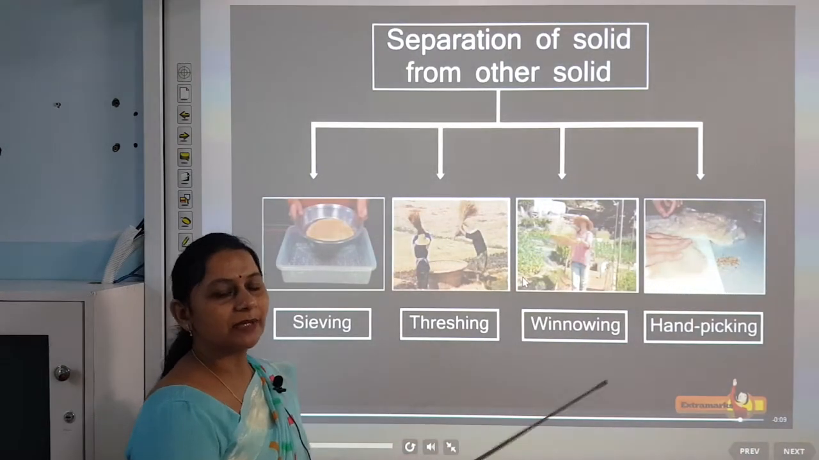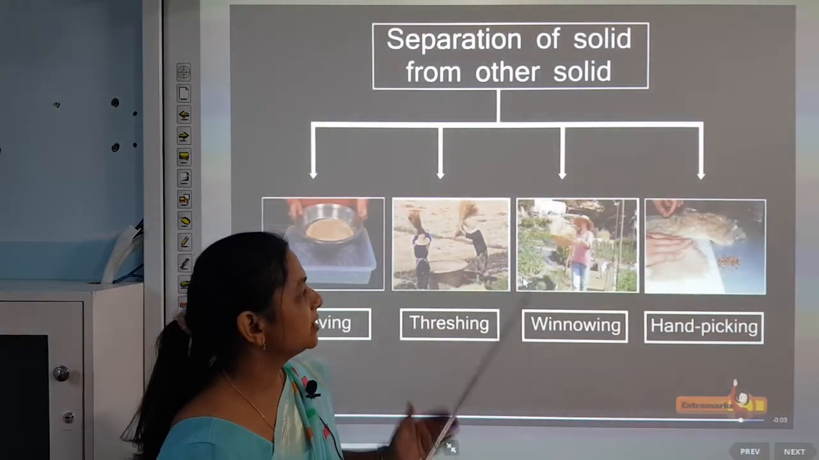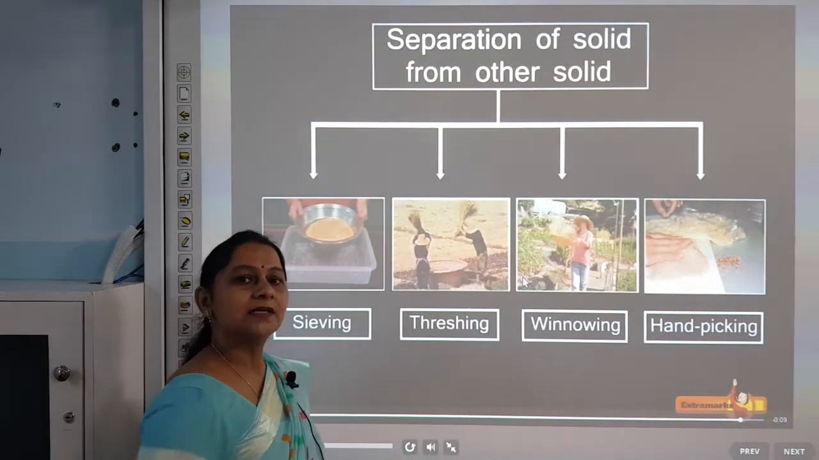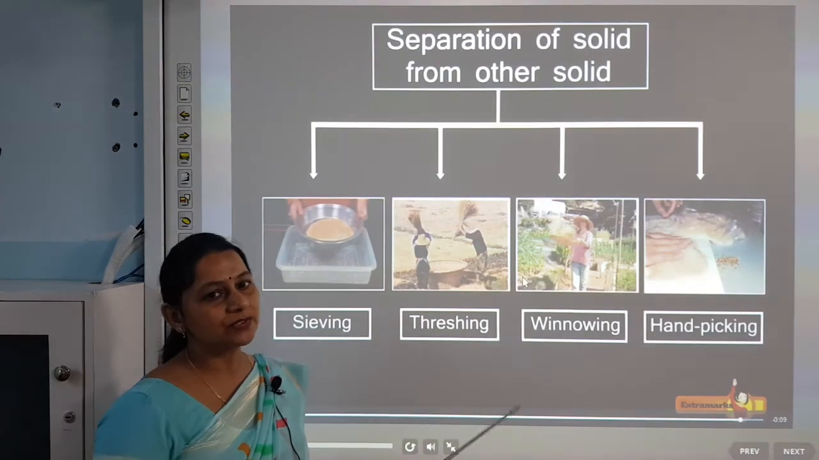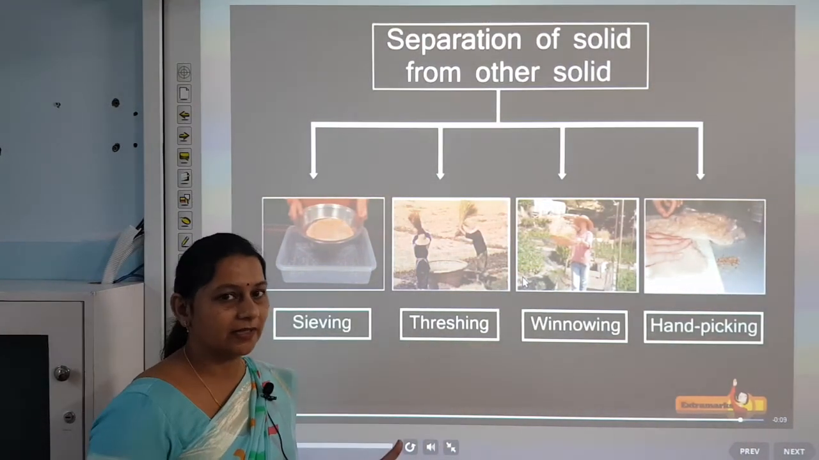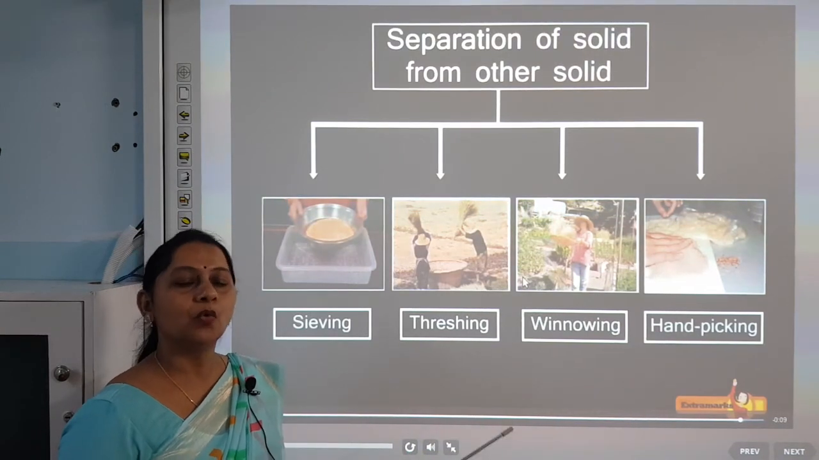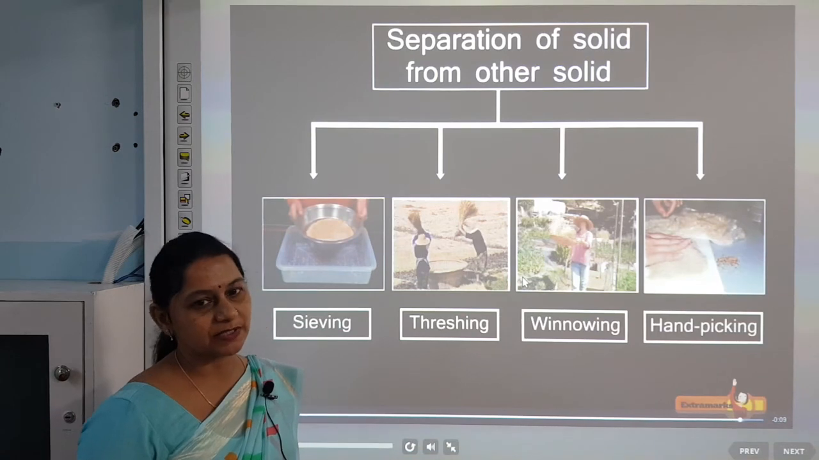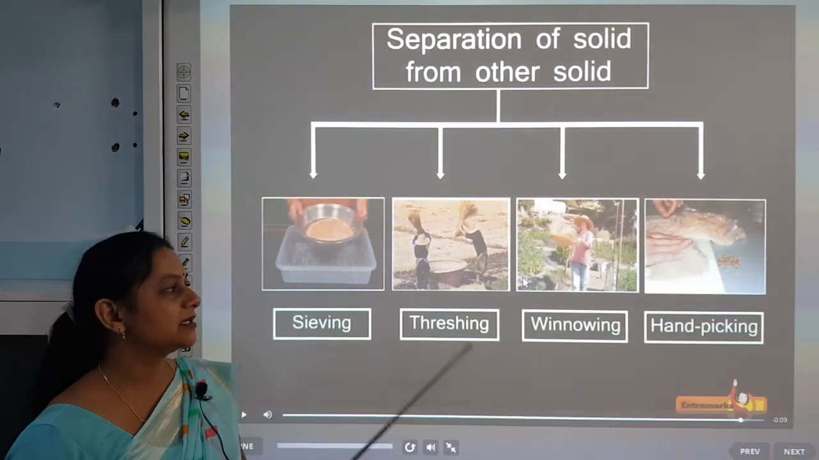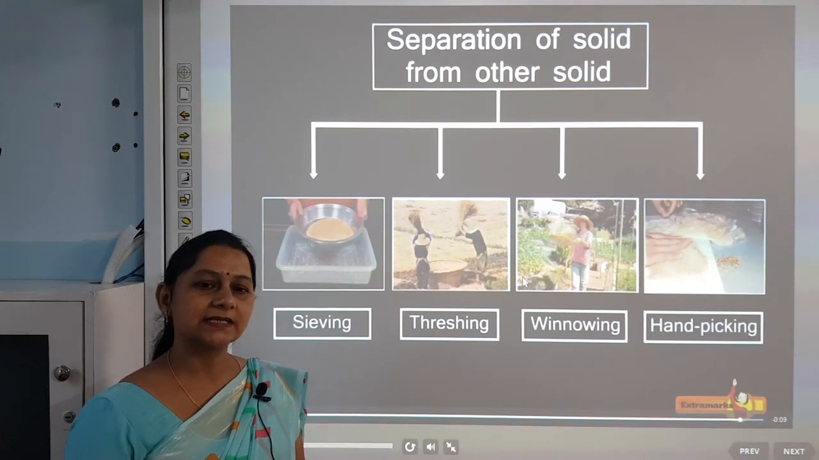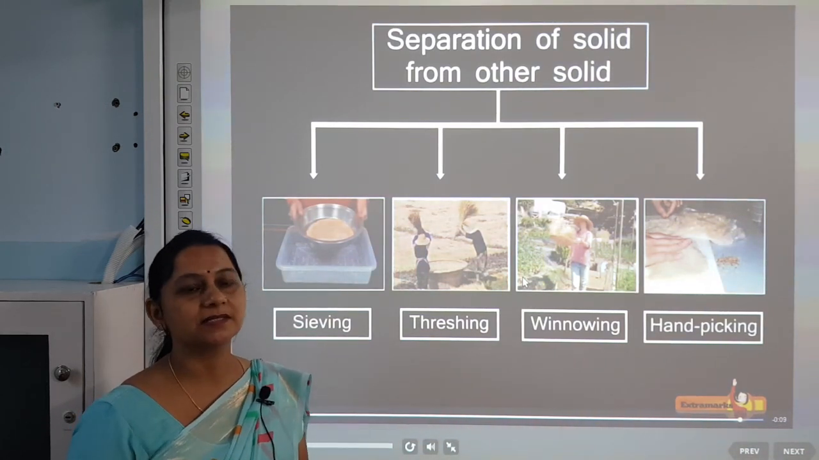So, these were the methods which are used to separate a solid from other solid substances. Students, these were the 4 methods for separation of solid from solid. In our video part 2, we will be doing the separation of solid from liquid substances. I hope you have understood the first part of the video. We will be discussing the other methods in our second part.